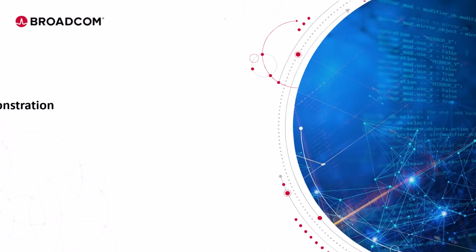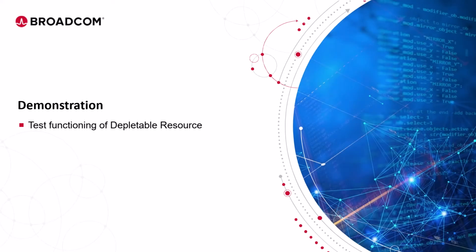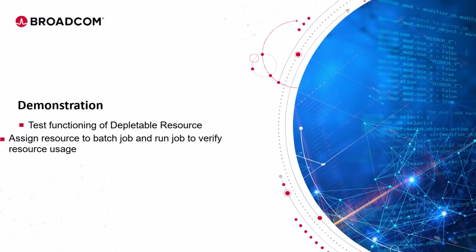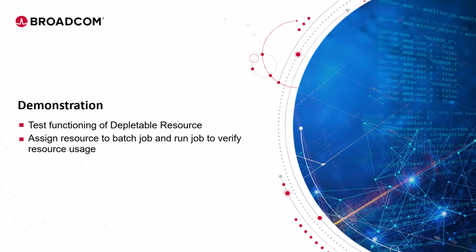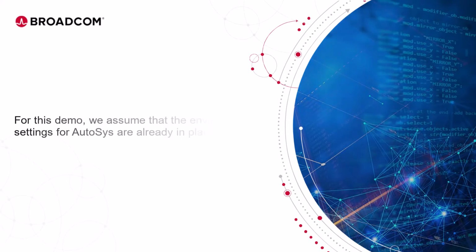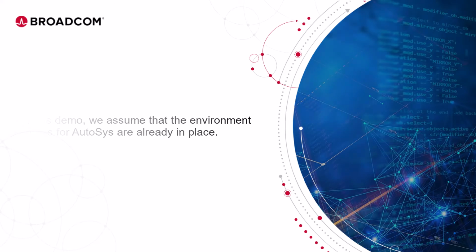Let's enter our training environment and test the functioning of the depletable resource. We will also assign the resource to the batch job and then run the job to verify that resource usage. For this demo, we assume that the environment settings for AutoSys are already in place.